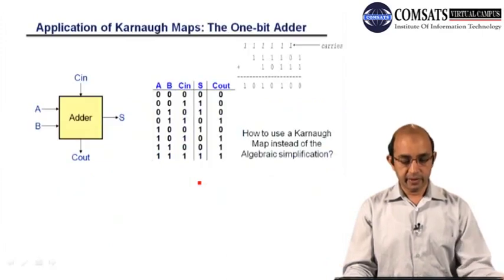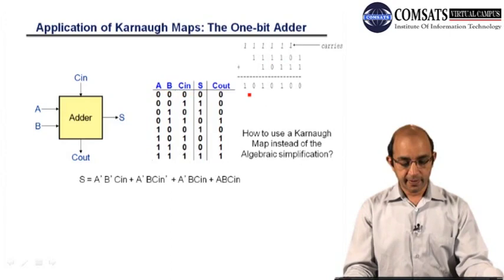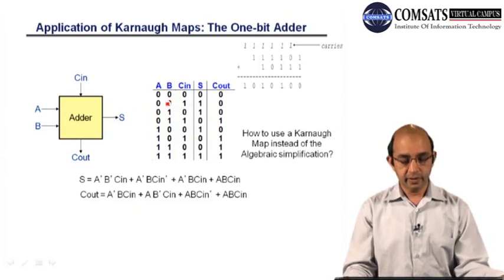Then let's talk about the application of K-map. We talk about a 1-bit adder. In a 1-bit adder, we have 2 bits that have to be added. Here are A, B, C in, S, C out. This is the sum, and this is the C out. You can look here, we have to add A, B, and C in.